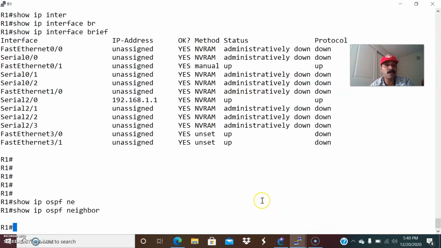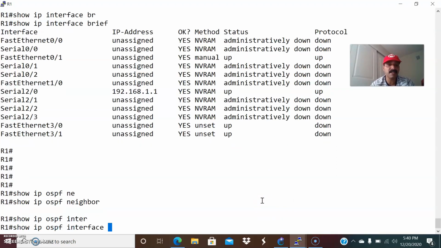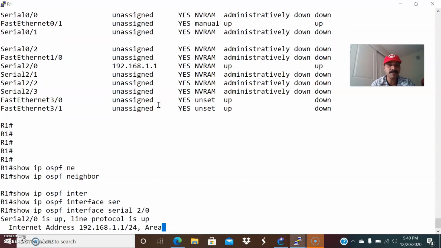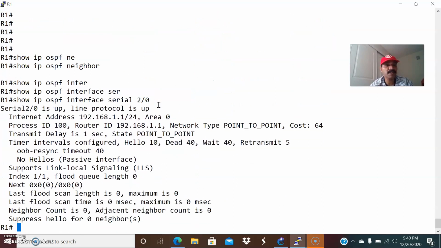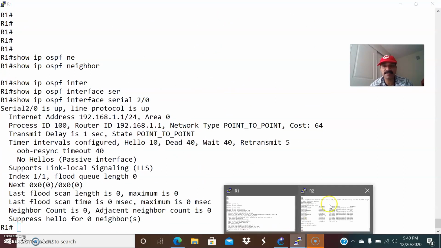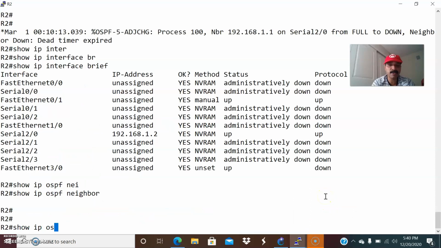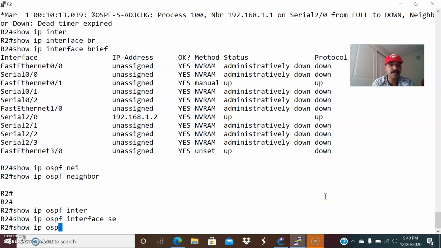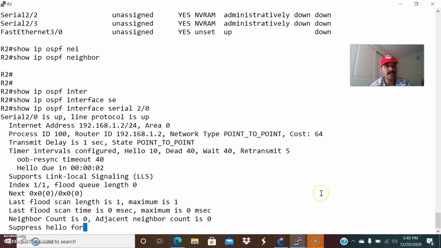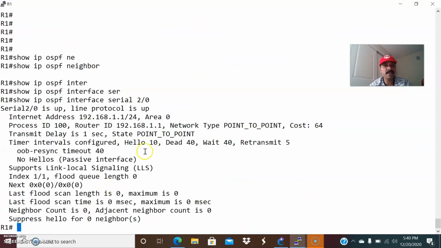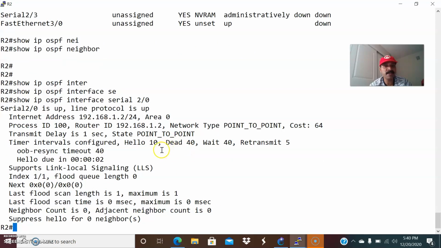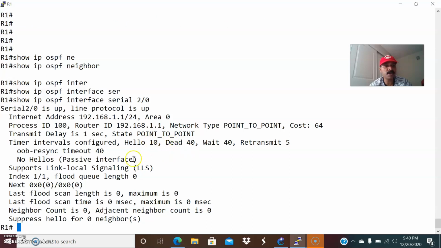So now let us go to R1 and check show IP OSPF interface, right? Let us check the corresponding interface, serial 2/0. Let us check the hello and the dead interval first. Go to R2, show IP OSPF interface serial 2/0, right? That is the serial interface. So let us compare the hello and the dead interval. This is 10 and 40, both are the same. So this is also 10 and 40. So both R1 and R2 hello intervals remain the same. There is no issue.